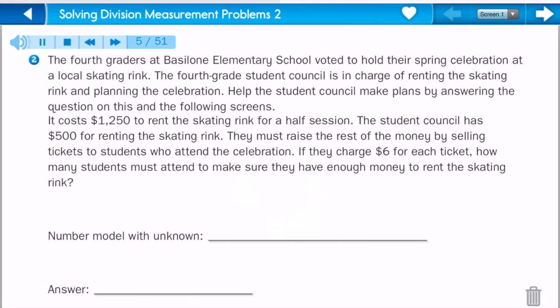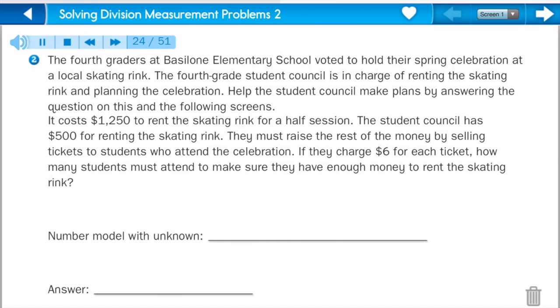The fourth graders at Basilone Elementary School voted to hold their spring celebration at a local skating rink. The fourth grade student council is in charge of renting the skating rink and planning the celebration. Help the student council make plans by answering the question on this and the following screens.